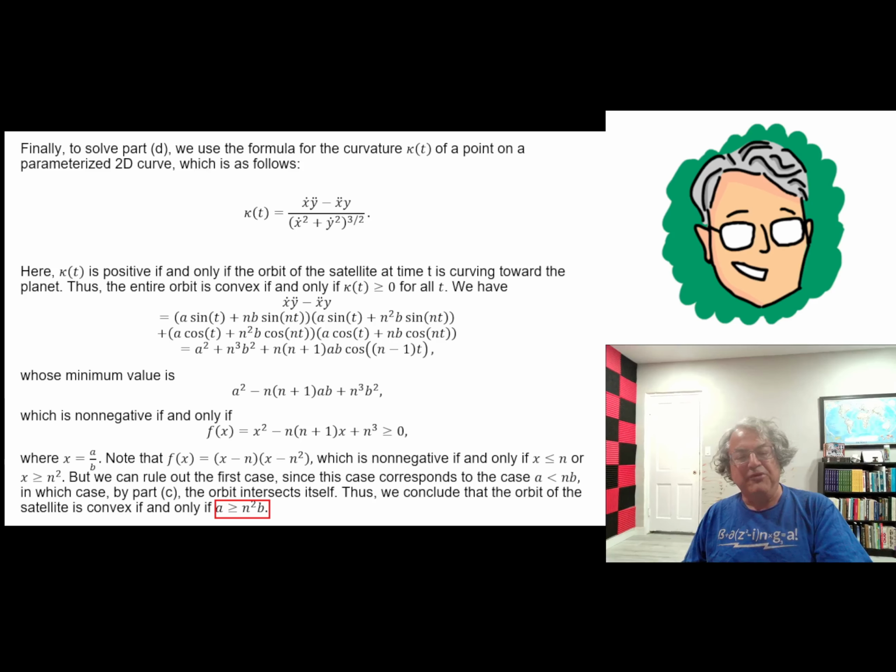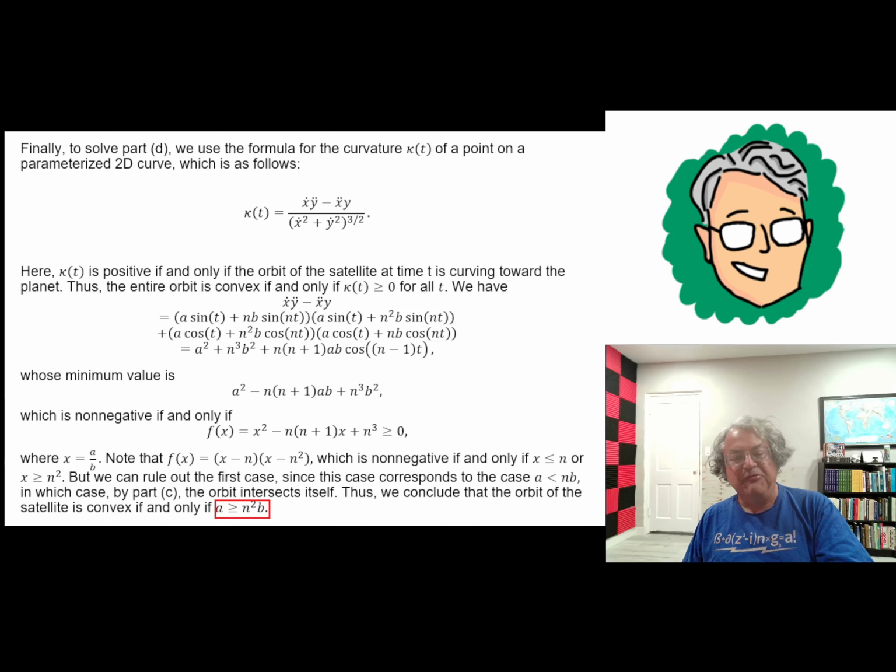And if you calculate this, you get this kind of expression, but then you can simplify it. And when you're done simplifying, you get a squared plus n cubed b squared plus n times n plus 1 times ab times the cosine of n minus 1 times t. Yeah, we want to minimize this because we know that the orbit is convex if and only if kappa of t is non-negative everywhere. So that's also true if and only if the minimum value of kappa of t is non-negative.